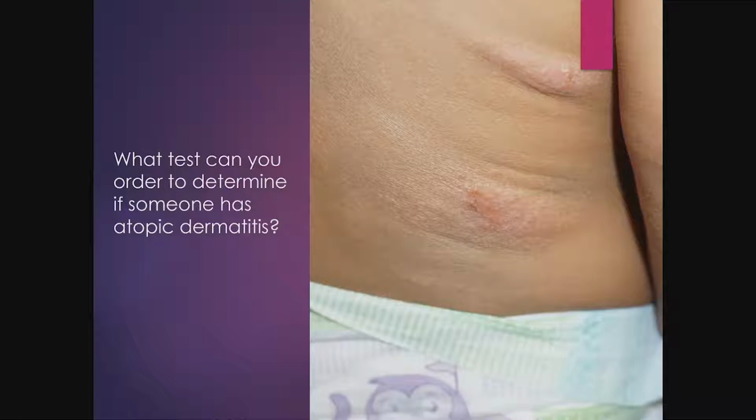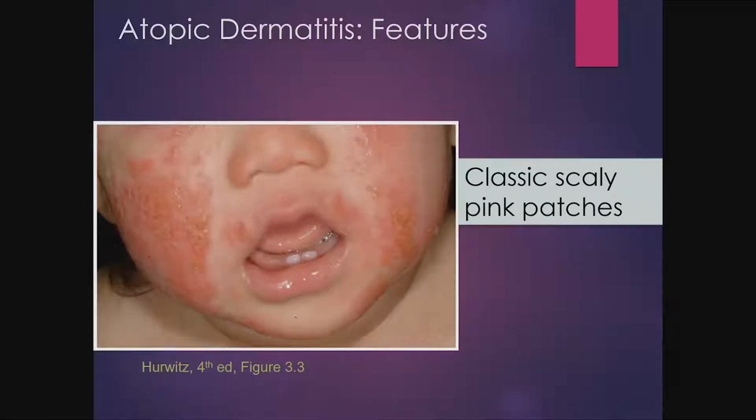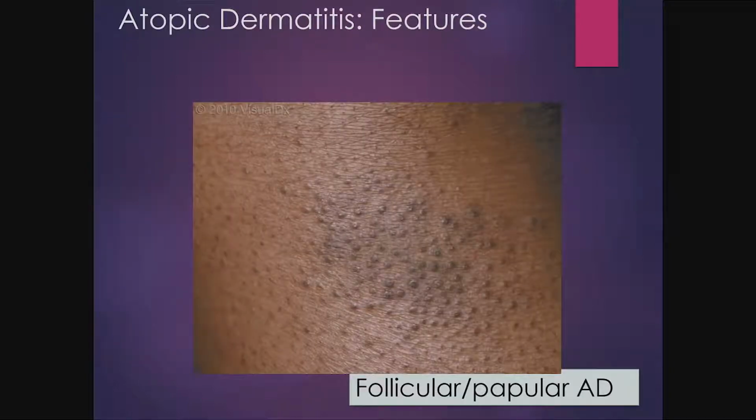So first question is, what test can you order to determine if someone has atopic dermatitis? In this photo, we see two ill-defined pink plaques with overlying scale, and you can see that there's some excoriation and crusting. One of the features of atopic dermatitis are these classic pink scaly patches. It's particularly impressive on the face in children, and less commonly so in adults. You can get this follicular or papular atopic dermatitis with follicular prominence.